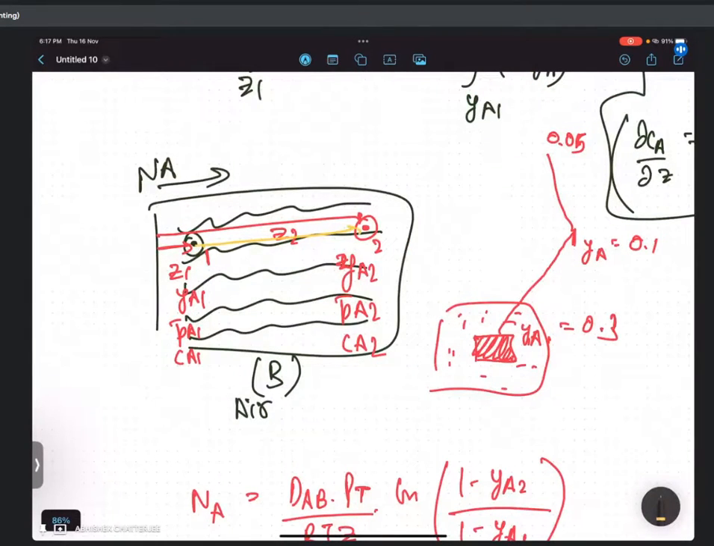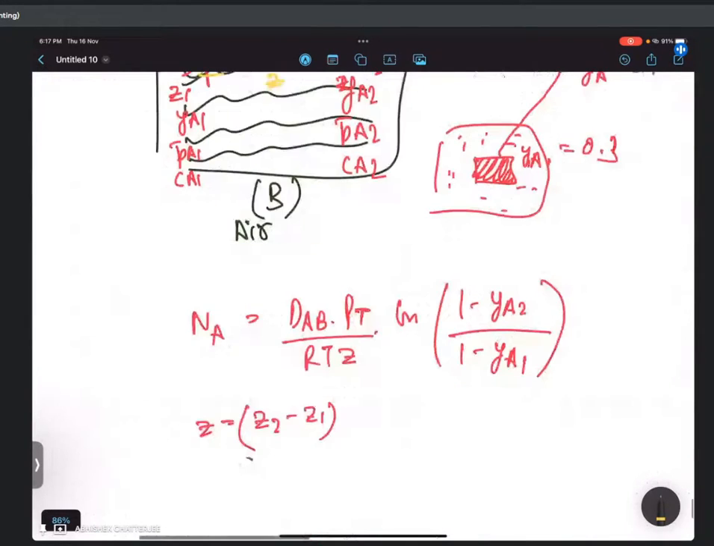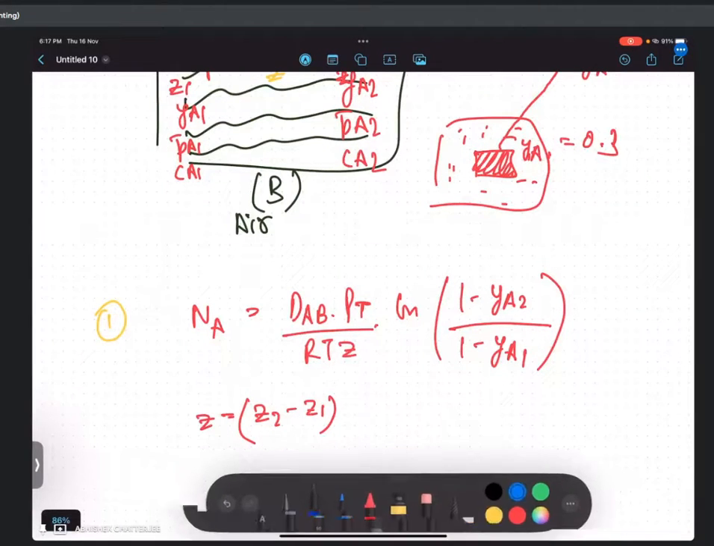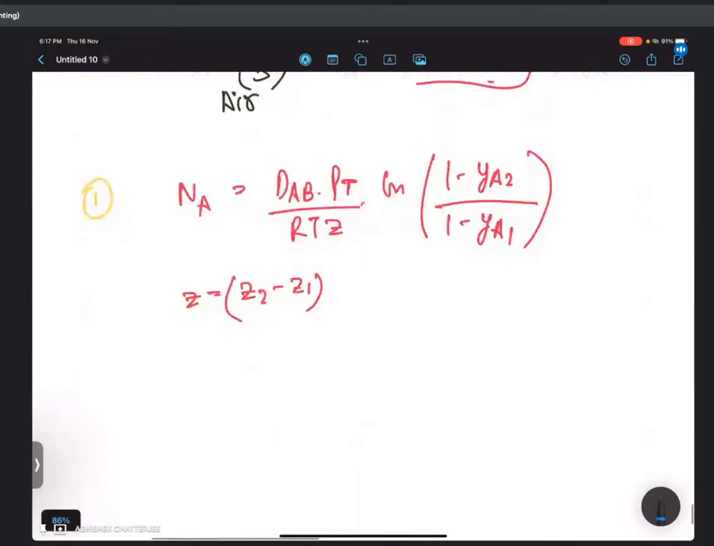Distance between these 2 points is your Z. So Z2 minus Z1 will give you your Z. Clear? So this is one form of representation. Like this, if you go on changing the values, this is the formula when you are representing it in terms of gaseous phase mole fraction.